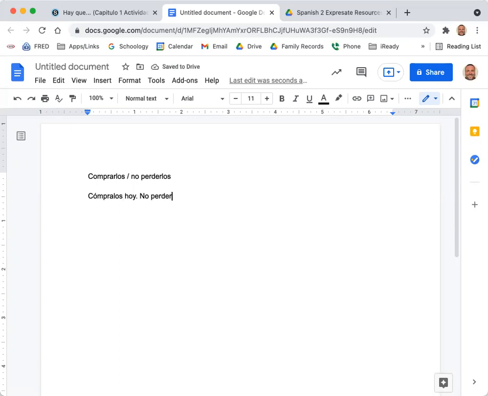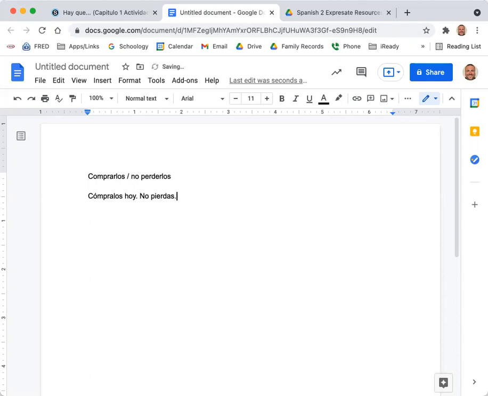Now there's a couple things we've got to keep in mind here. We're going to take this ending off. Remember that instead of the ES, we're going to have an AS, but we also need to change that stem to an IE, okay? Perder is an IE stem changer, so the command form follows that rule as well.